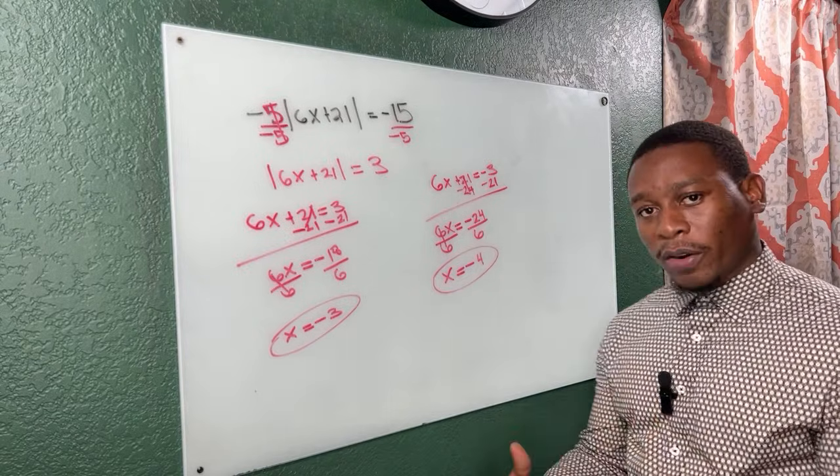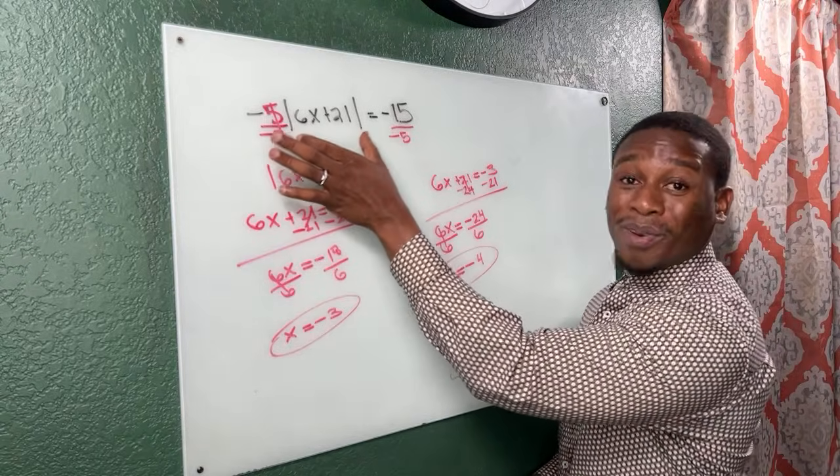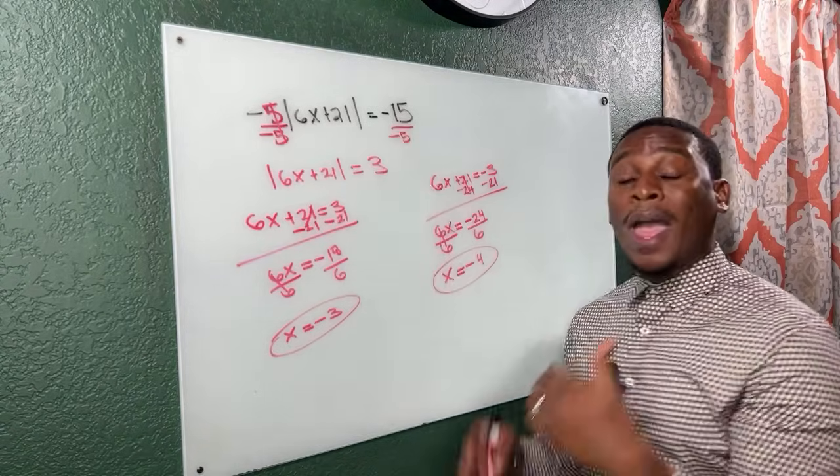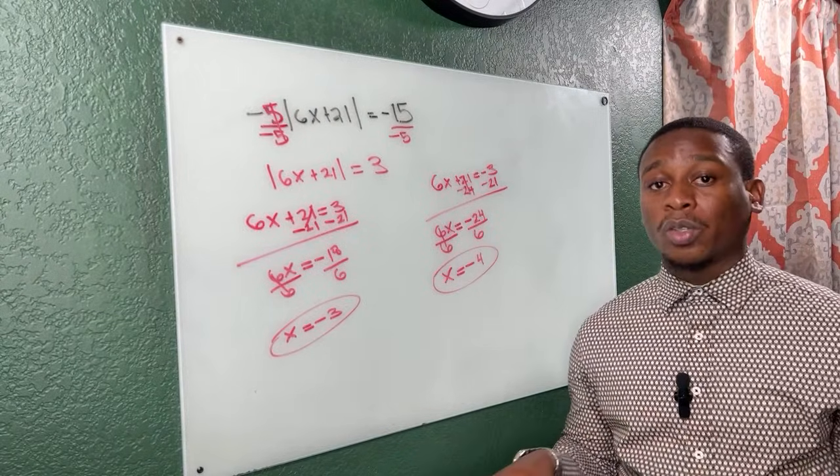So for that one follower that asked me that, when we're solving absolute value, we have to get the absolute value by itself, and whatever it's equal to has to be positive. If it's negative, we can't solve it. It's no solution. Okay?